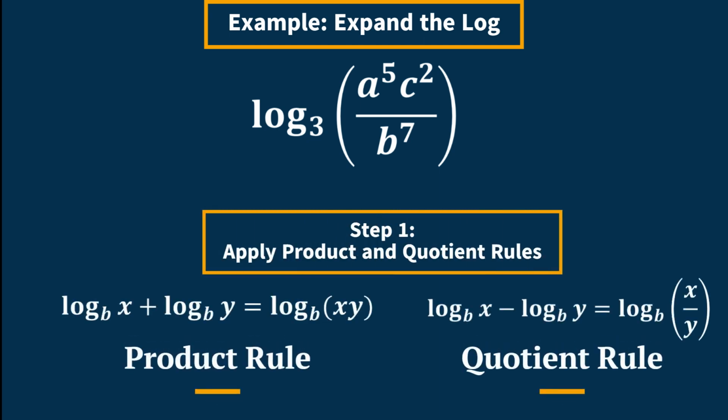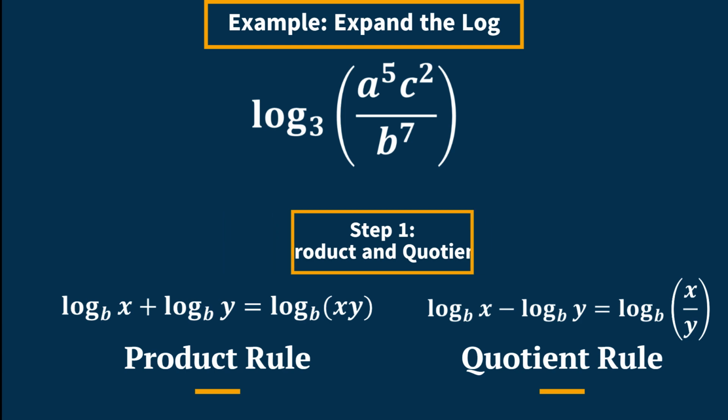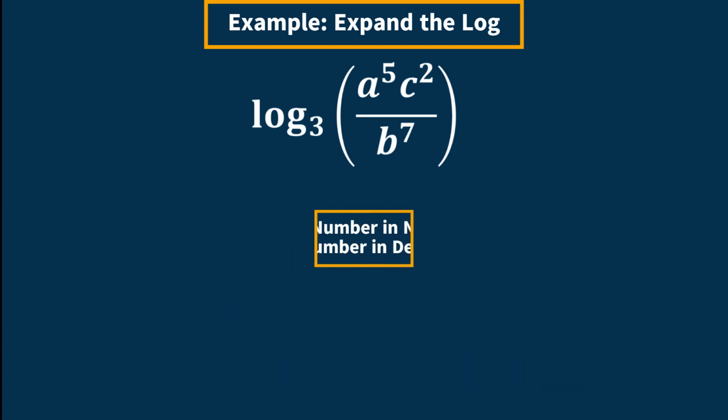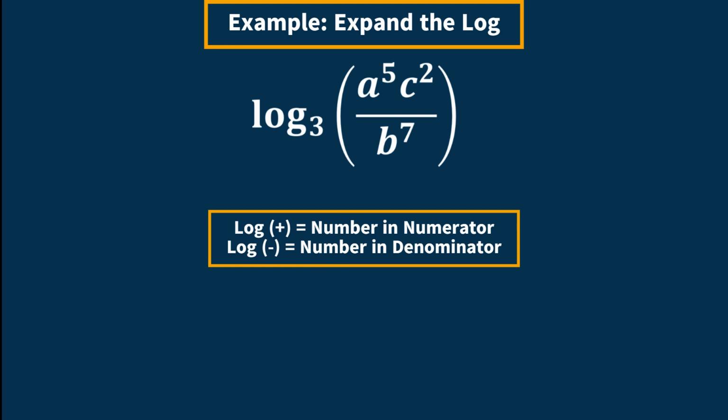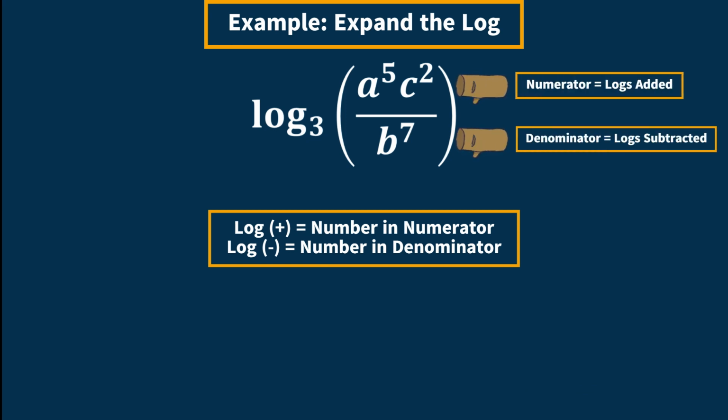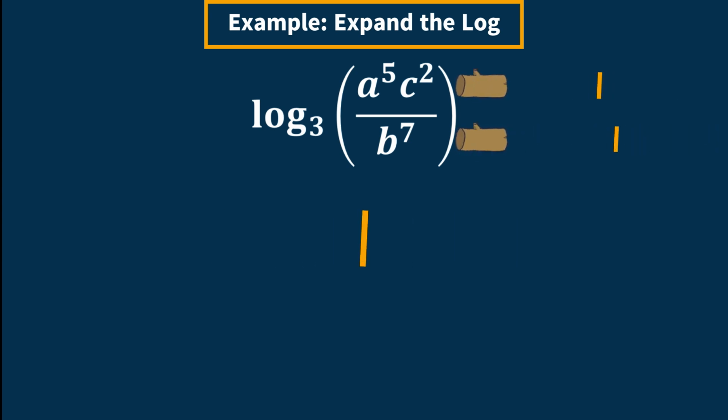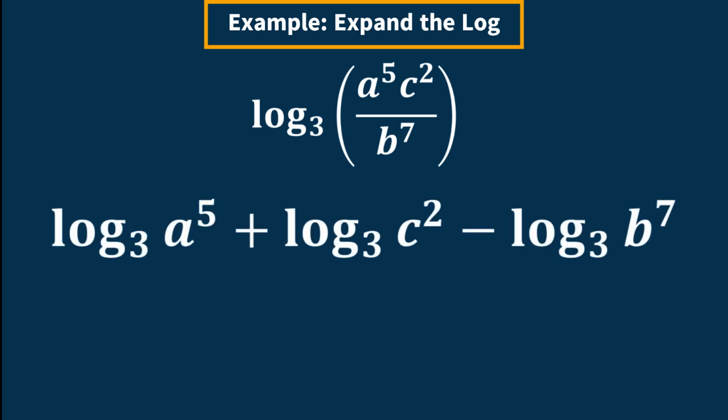Whenever the numbers are in the numerator, when we expand, the logs are positive. This means they will be added to each other. Whenever the number is in the denominator, the log is negative, meaning it'll be subtracted from the rest of the logs. Using the product and quotient rules, we get log base 3 of a to the 5th plus log base 3 of c squared minus log base 3 of b to the 7th.